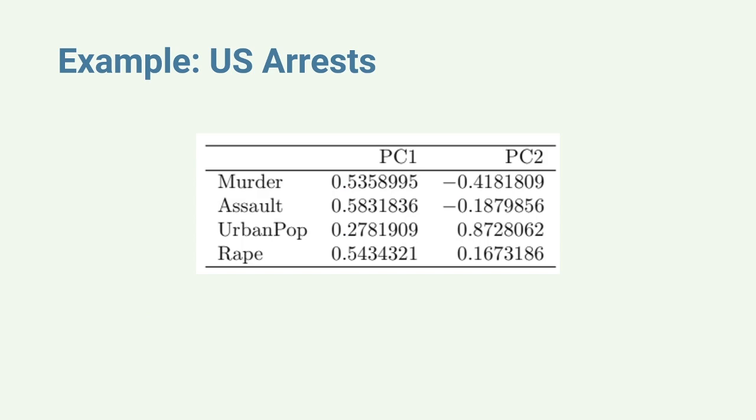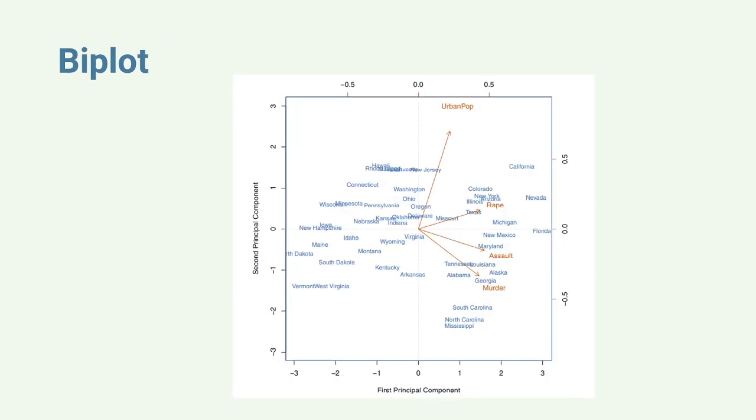And so you run PCA and you observe these 2 principal components. This tells you that PC1 is a linear combination of the variables. It takes 0.53 times murder plus 0.58 times assault plus 0.28 times urban pop plus 0.54 times rape variable. Well, a more useful way of understanding them might be to look at a graph. This is called the biplot. Biplot because it shows 2 PCs.